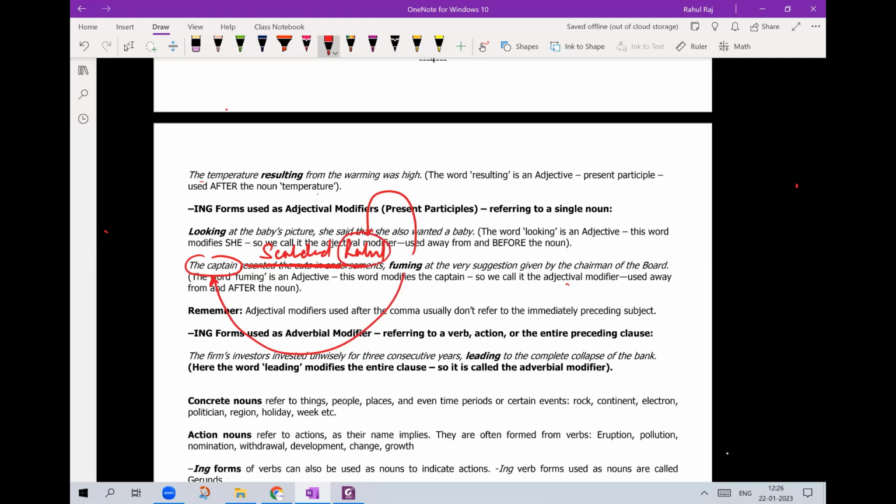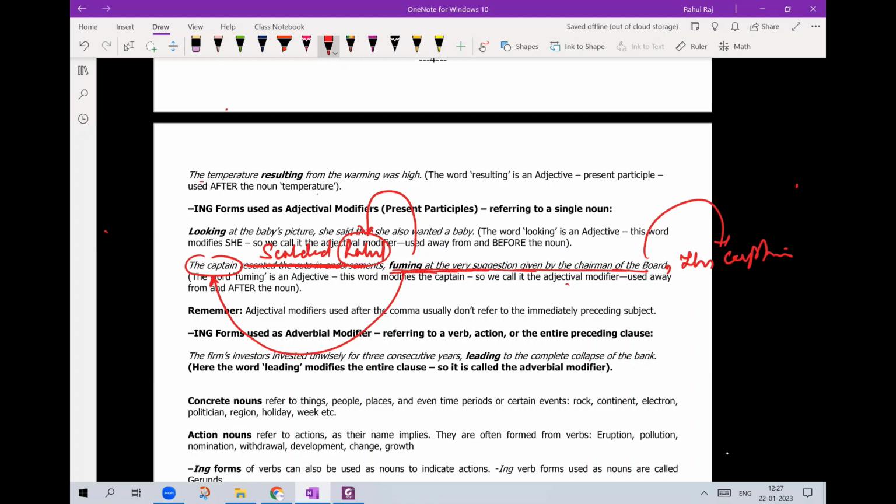Now, the actual sentence was endorsement. You very well know that endorsement can't fume. And obviously it is going back to the captain. But the sentence could be this also, the captain scolded Rahul. Now, Rahul is an eligible noun to fume. But please understand, the ing form after a comma never refers to the immediately preceding subject. So even if the clause is the captain scolded Rahul, fuming at every suggestion still goes back to the captain. And that's the reason it is told that first write the modifier, fuming at every suggestion given by chairman of the board, comma, the captain. Now you create whatever clause you want, but it is very clear it is going back to the captain. I hope I'm making complete sense.